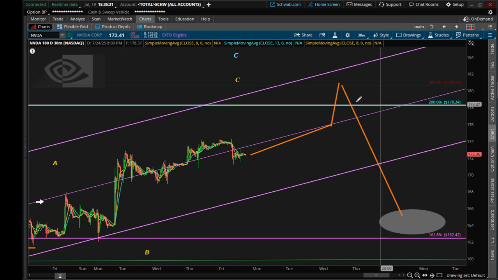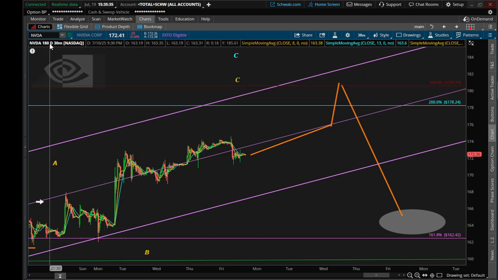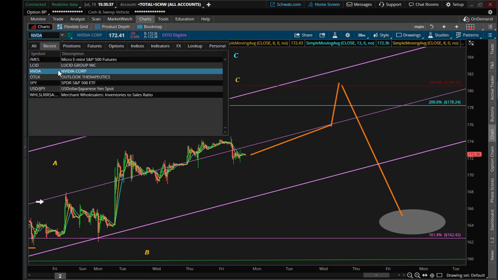Okay, so let's move to the US dollar Japanese yen spot. That's the other one we've been working on this week.